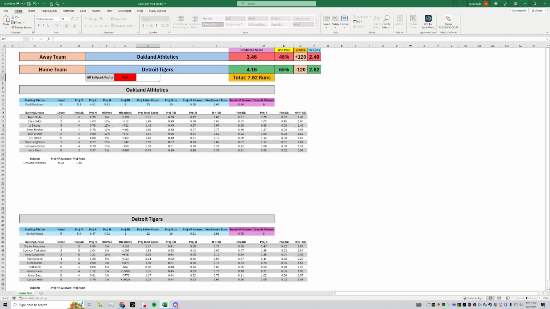Looking at the batting lineup, we have our confirmed lineup. This is the batting order with the projected number of at-bats.